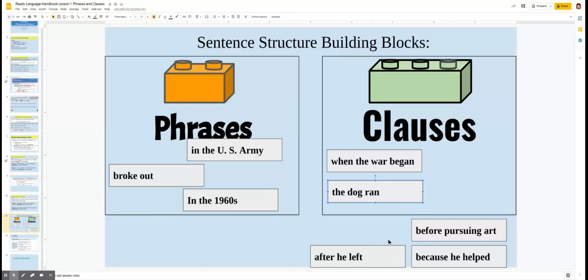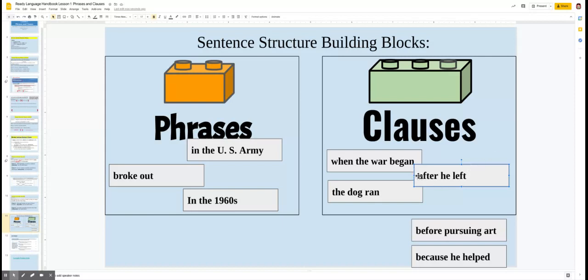Is there a subject and or a verb? Good job. We'd underline he once and left twice, so that makes it go. If we have a subject and a verb, it's going to be a clause. Good job. Now, what kind of clause is it? Is it independent or dependent?